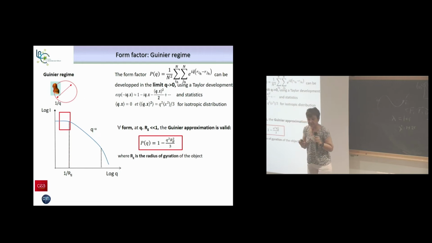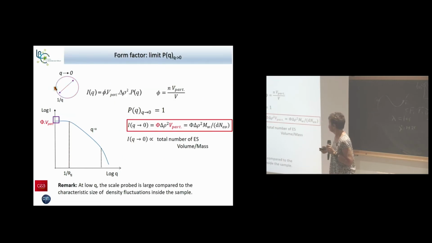Is it easy to do? Yes. You have to calibrate. Yes. The scattering intensity has to be measured in absolute value, and it's easier with neutrons than with X-rays.